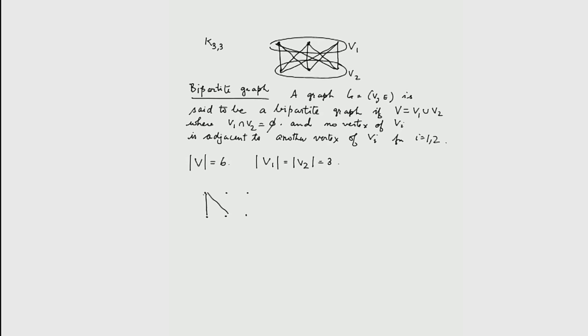So, we have K33, it is a complete bipartite graph. We draw it again. Now, what we would like to prove here is that K33 is not planar.